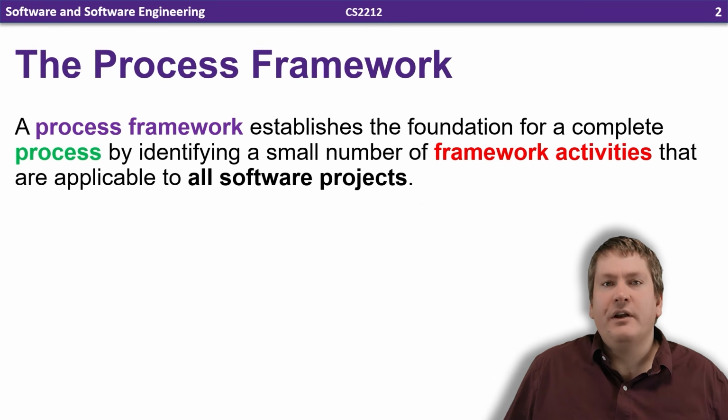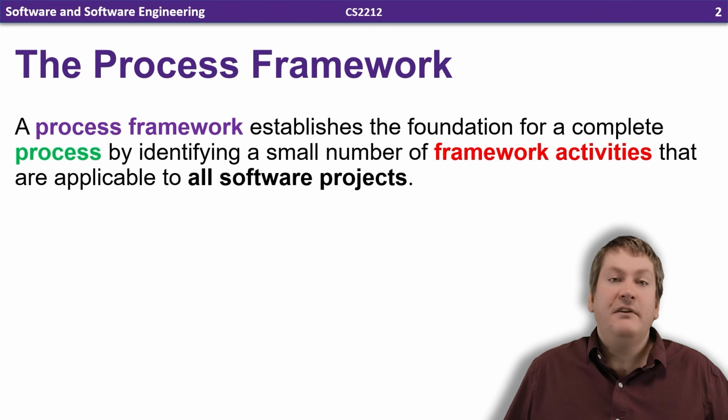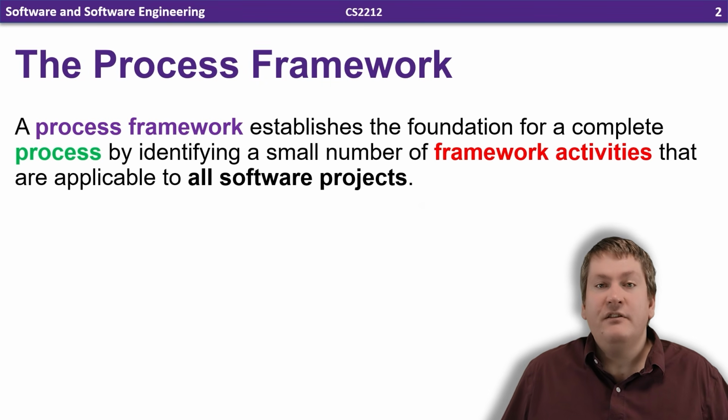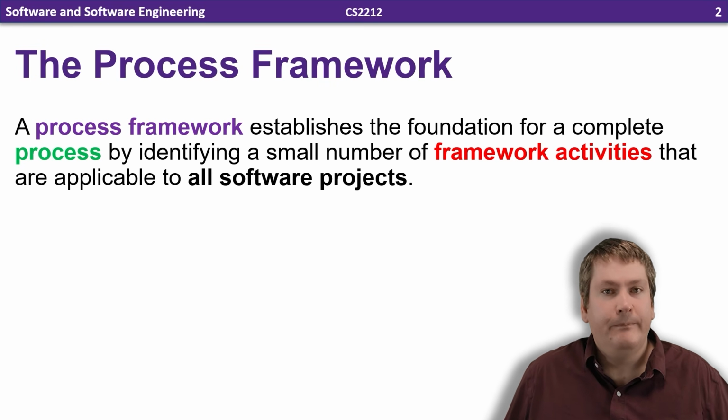The process framework is comprised of a small number of framework activities, such as communication, planning, construction, and deployment. These activities are typically completed in some set order or cycle. While each software project and development team may be quite different, these framework activities should be applicable to all software projects, no matter the size or how many people you have on the team.